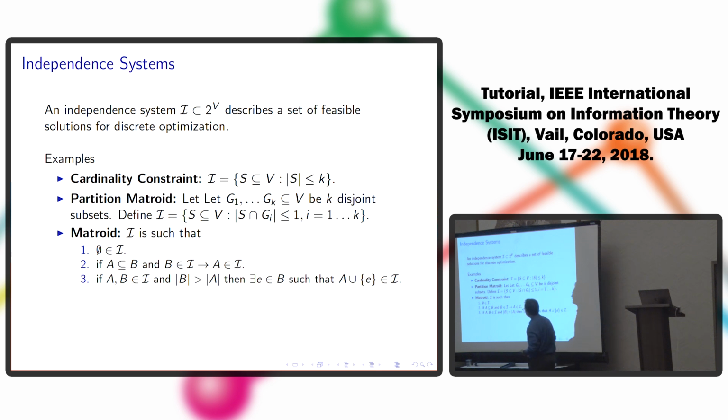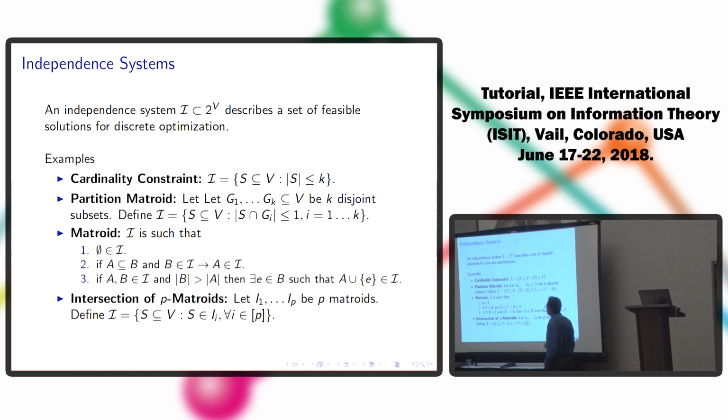independent system, where basically the empty set is a solution. If A is a subset of B, and B happens to be a feasible solution, then A should also be a feasible solution. That is called the downward closedness property. And finally, if both A and B are solutions, and B happens to have more elements than A, then it should be possible to find an element from B such that adding it to A is going to stay feasible. Okay? And even more general is when we have intersection of p matroids.